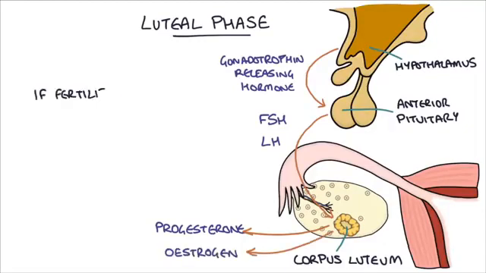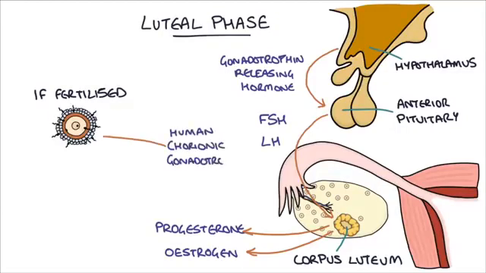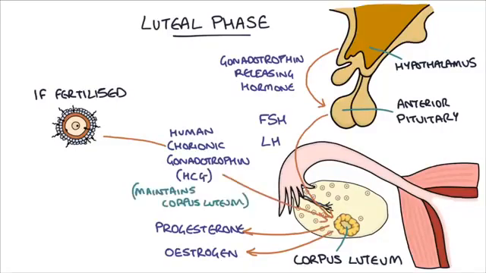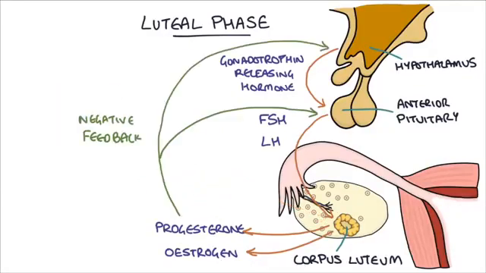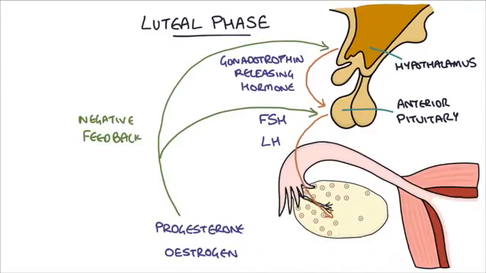If the egg is fertilized, then the embryo secretes something called human chorionic gonadotrophin, or HCG, and that keeps the corpus luteum alive. HCG is the hormone that we check in the pregnancy test. But if the ovum is not fertilized and no HCG is produced, the corpus luteum will degenerate and it stops producing progesterone and estrogen. And this drop in estrogen and progesterone removes the negative feedback to the hypothalamus and pituitary gland, and the levels of FSH begin to rise again, and the cycle is restarted from the start.